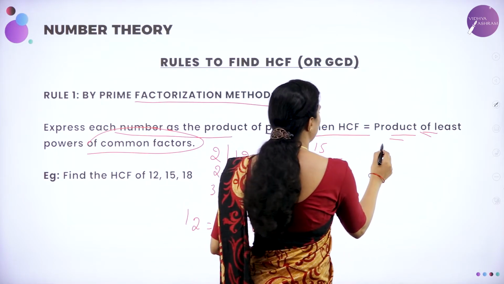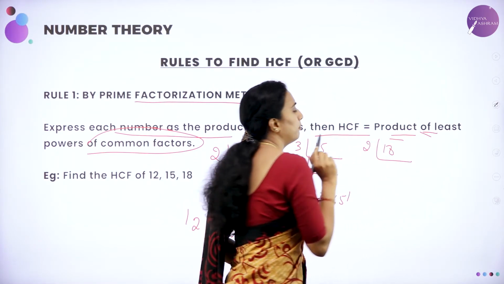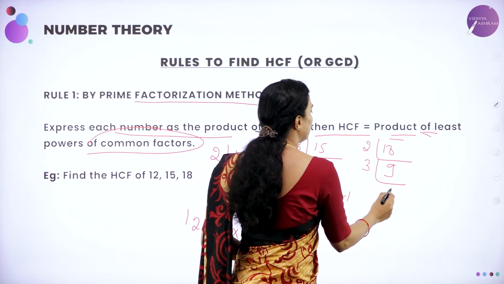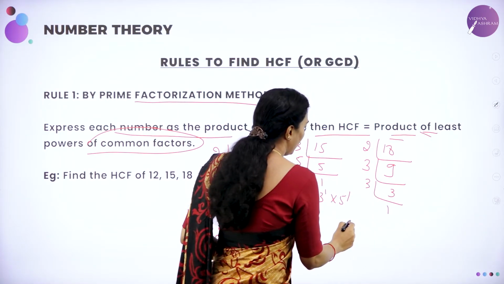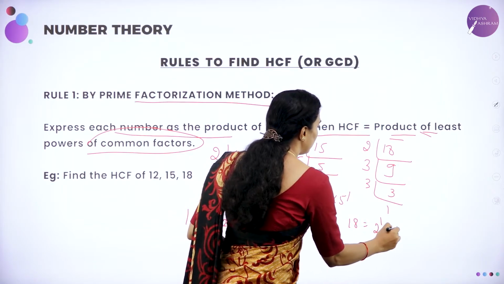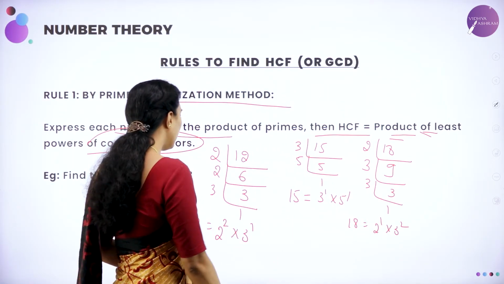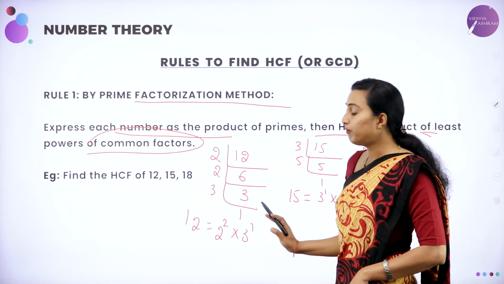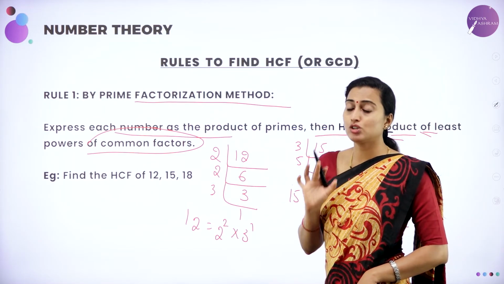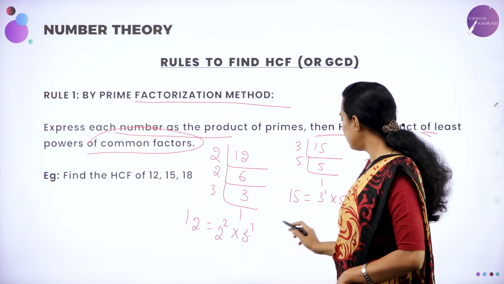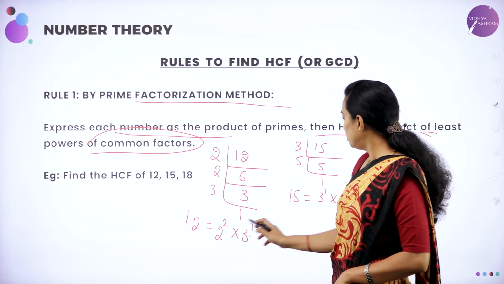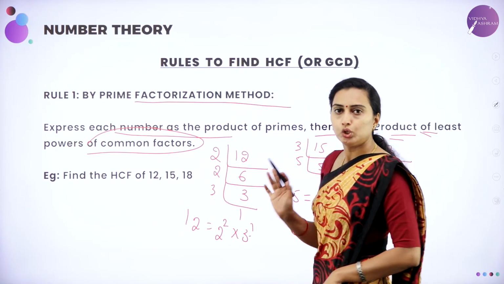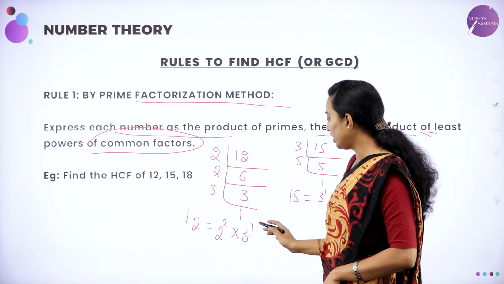Next we have 18. 18 is divisible by 2, which is an even number. 2 nines are 18, 9 is an odd number divisible by 3, 3 threes are 9, again 3 ones are 3. So 18 can be written as 2 only one time into 3 two times. Now here you need to observe these are all canonical representations. In the canonical representation you have to take the common prime factors. See, 3 is common here. 2 is not common in all three numbers, 2 is not common here, so we cannot take that one.